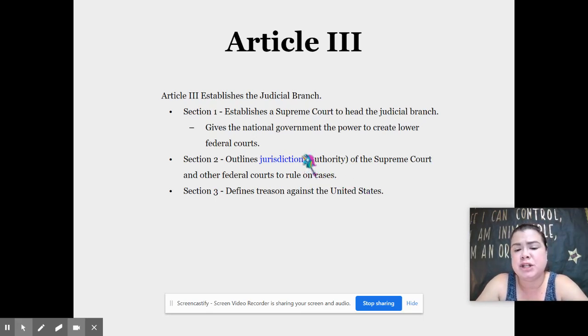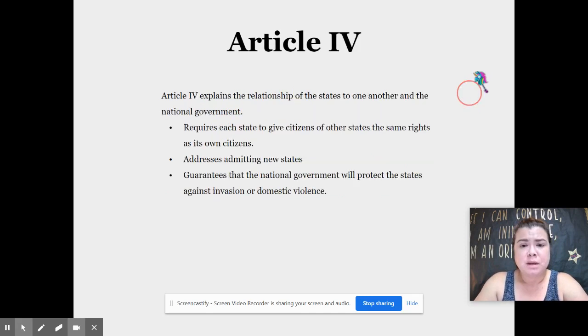It outlines its jurisdiction, and right here, jurisdiction is highlighted in blue, and that just basically means authority. Okay, so the authority of the Supreme Court and other federal courts to rule on cases, it says that, hey, they do have that authority to do that, but it's going to be within certain parameters. And also, Section 3 defines treason against the United States and what that means, what you would have had to do in order to be charged with treason against the United States.